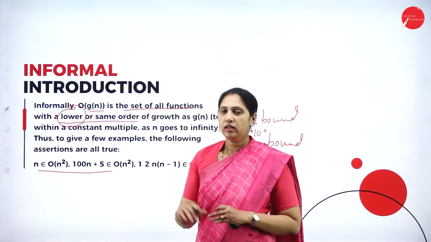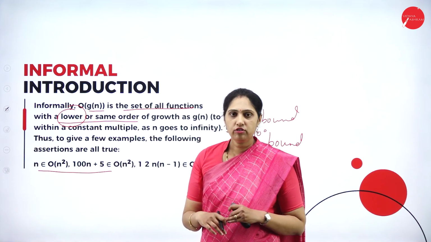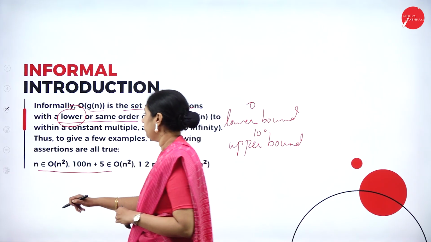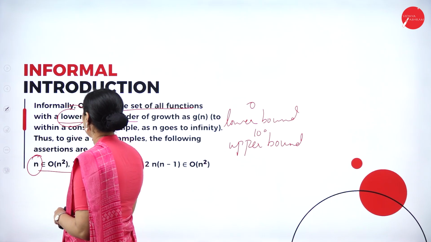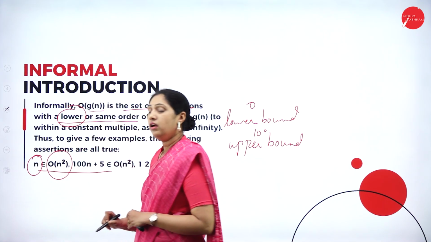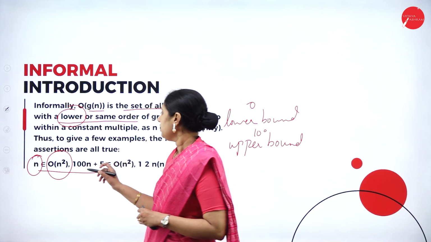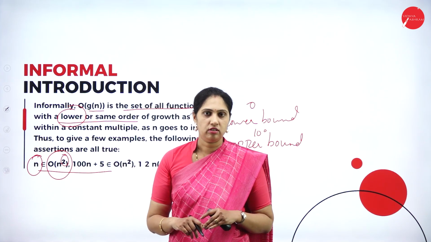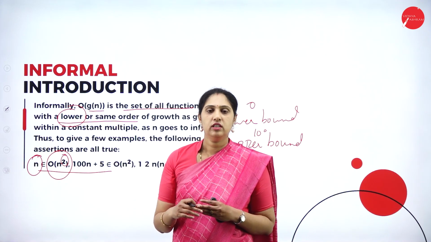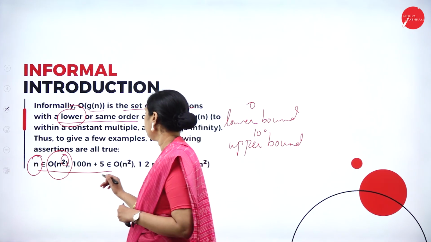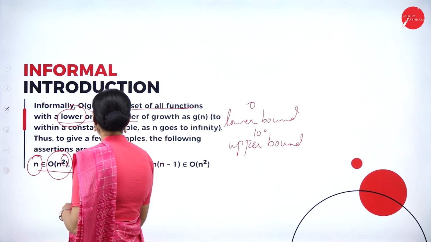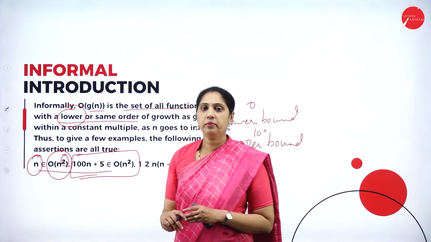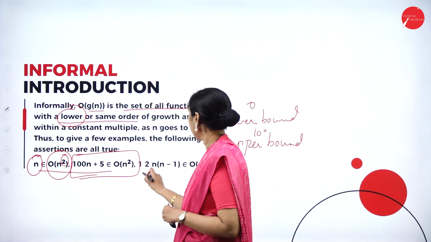What they've said is, if my function is big O of g of n, it belongs to that function. With this example, we can tell n belongs to big O of n square. What is n square? When I say power 2, it is nothing but a polynomial function. With degree 2, it is a quadratic function. Similarly, you can say another example, 100n plus 5 belongs to big O of n square. So these are the examples.